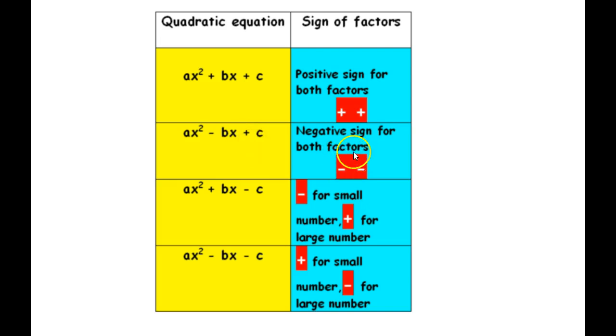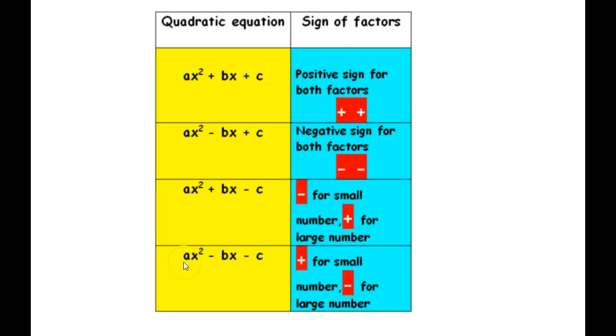And if I add two negative values, well, I'm going to get a negative value for b. The third example, a is positive, b is positive, and c is negative. In this case, the only way you can get a negative value when multiplying two values together is if one is positive and one is negative. So I know one of my factors is positive and one of them is negative. If my value of b is positive, I know the larger value of my two factors must be positive.